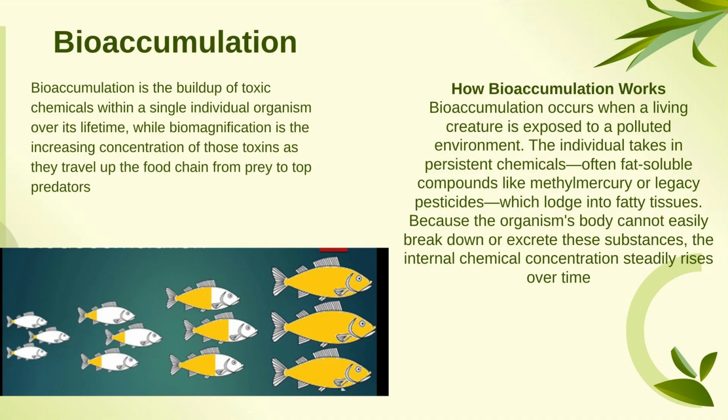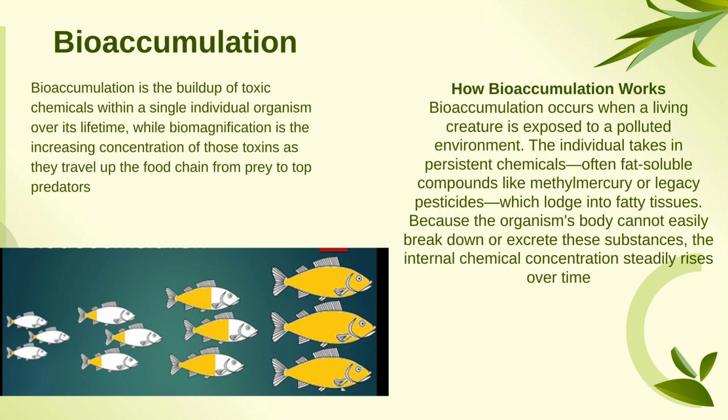It is the buildup of toxic chemicals within a single individual organism over its lifetime, while biomagnification has a different perspective. We'll discuss that later. How does bioaccumulation work? Bioaccumulation occurs when a living creature is exposed to a polluted environment. Let's take the example of a water ecosystem. In this water ecosystem, some fishes are in a polluted environment. They drink or consume the things which are polluted.